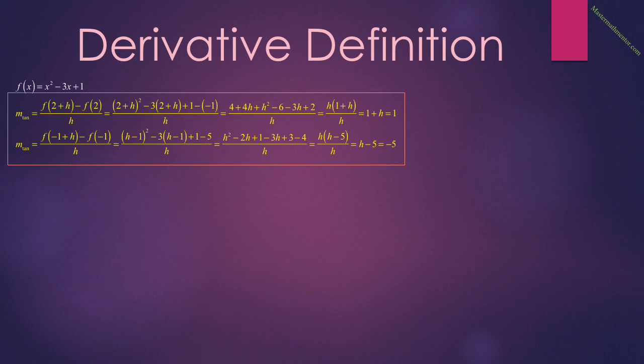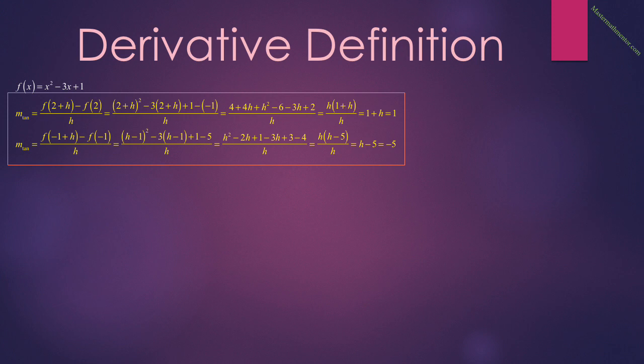In video AB05, you were required to learn the formula for the slope of the tangent line to a curve. Let's review that. If we have the function f of x equals x squared minus 3x plus 1, we are interested in the slope of the tangent line to the curve at x equals 2. Our formula states that that will equal f of 2 plus h minus f of 2 all over h. We plug that expression in and we get 2 plus h quantity squared minus 3 times 2 plus h plus 1 minus negative 1 all over h.